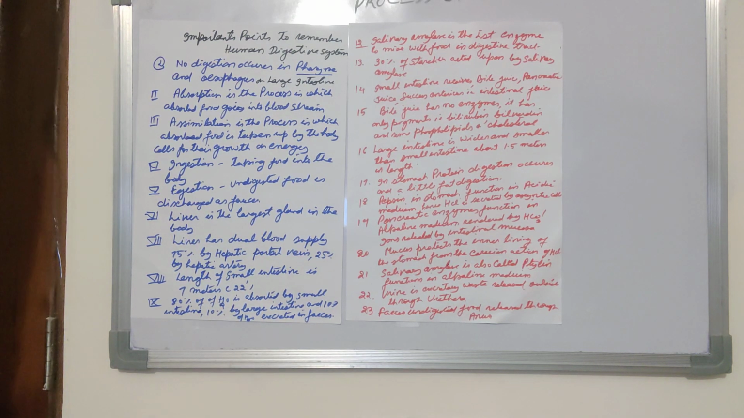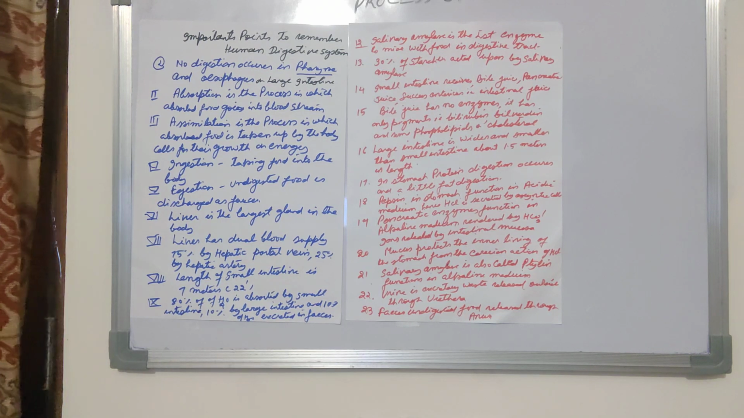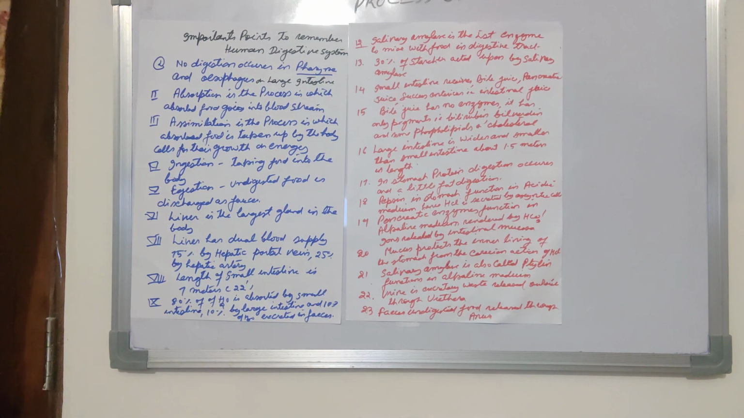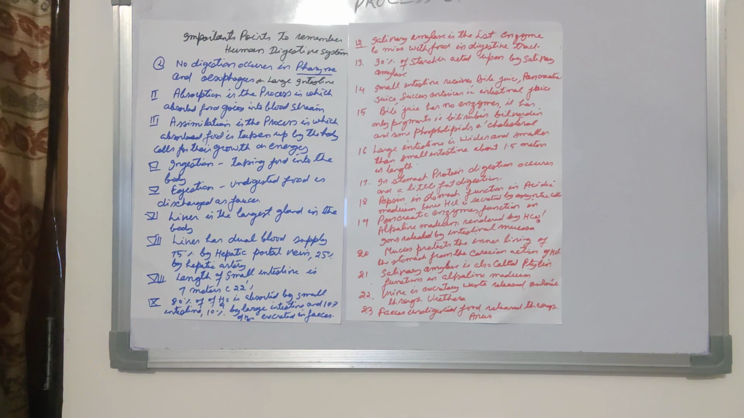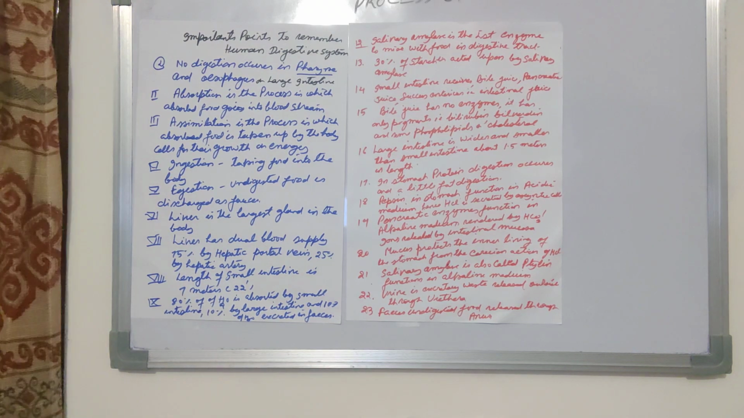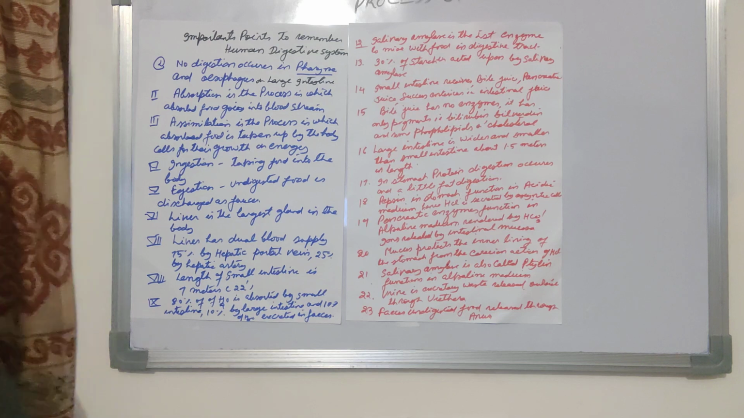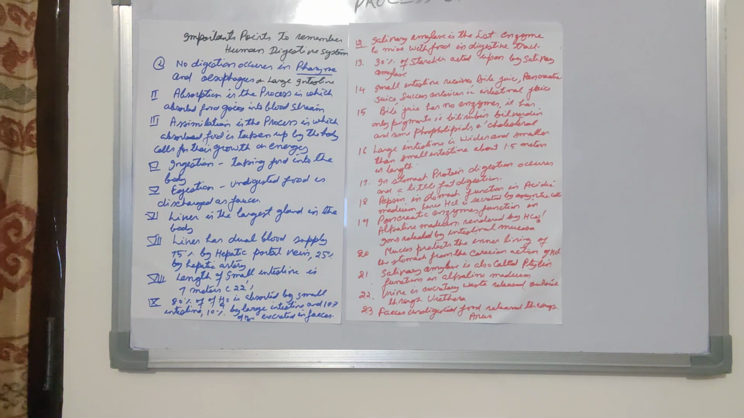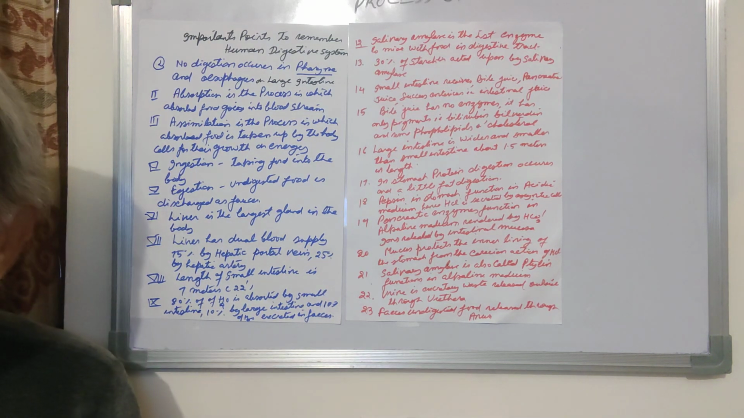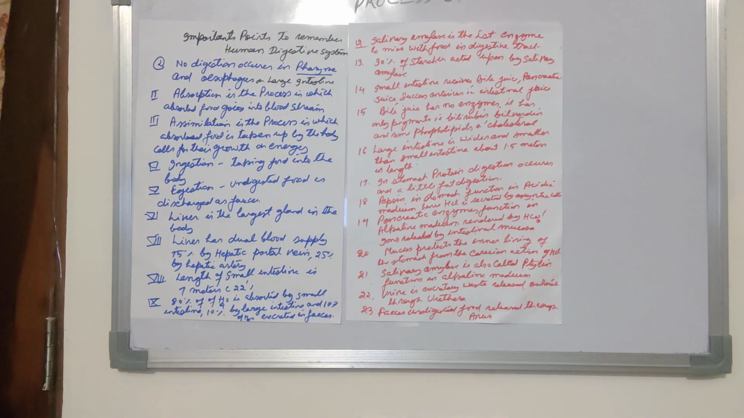Salivary amylase is the first enzyme to mix with the food in the digestive tract. 30% of the starch is acted upon by the salivary amylase. The small intestine receives 3 juices: bile juice, pancreatic juice, and succus entericus, that is the intestinal juice. Bile juice and pancreatic juice are released into the small intestine by a common duct, the hepatopancreatic duct. What is succus entericus? It is the mucus plus intestinal juice secreted by the gland cells of the intestine.